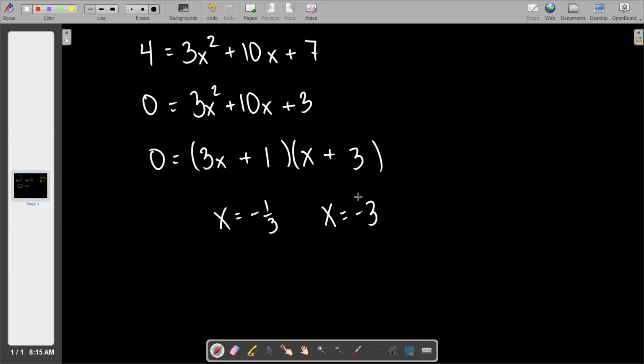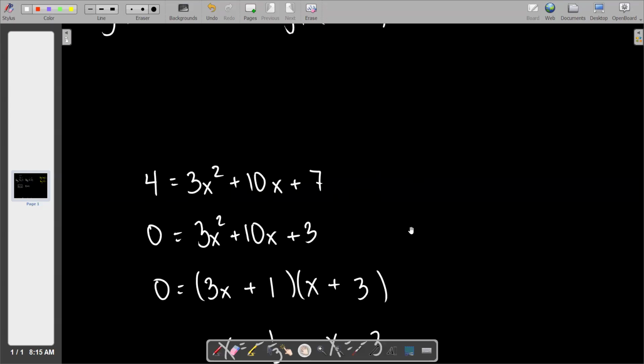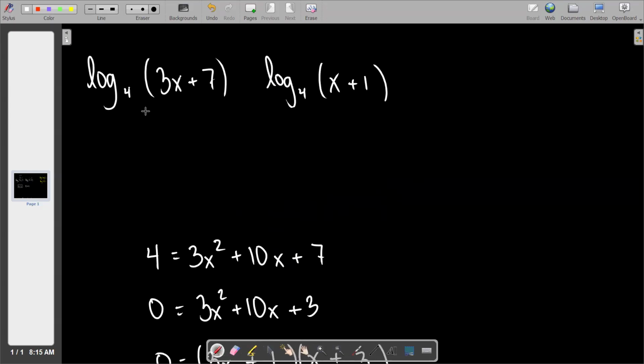So the good news here, generally speaking, is that you can sometimes often use common sense. So let's head up and check our answers, negative 1/3 and negative 3. So we have x equals negative 1/3 and x equals negative 3.